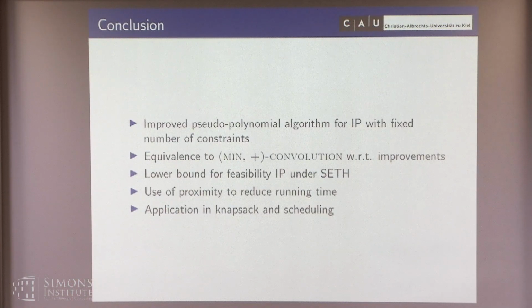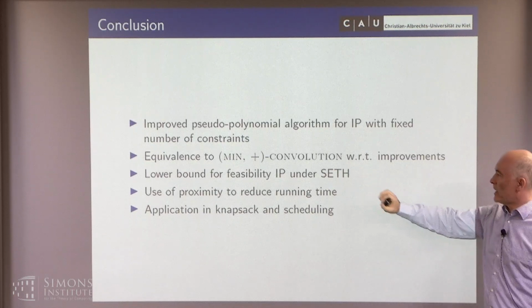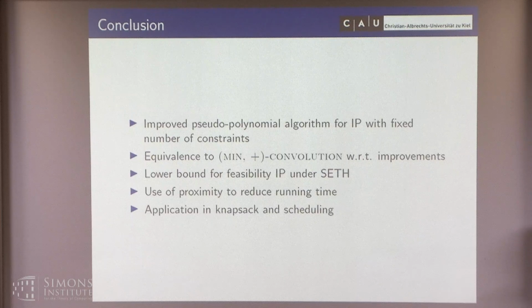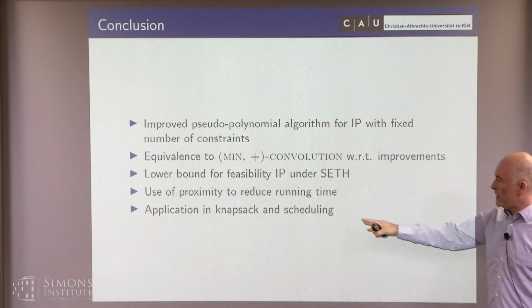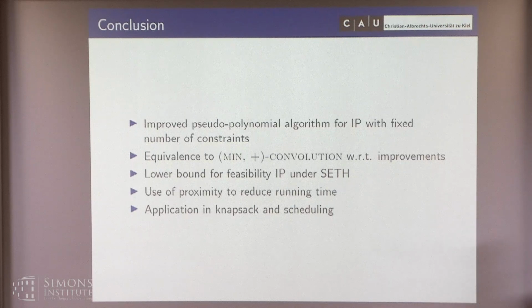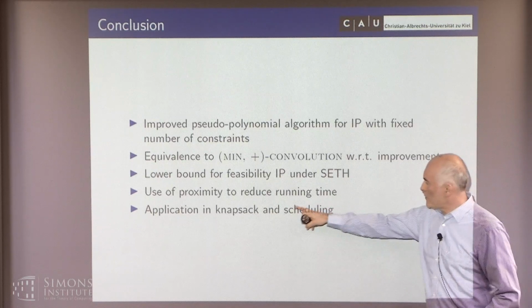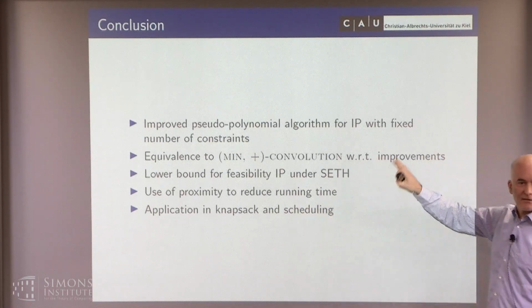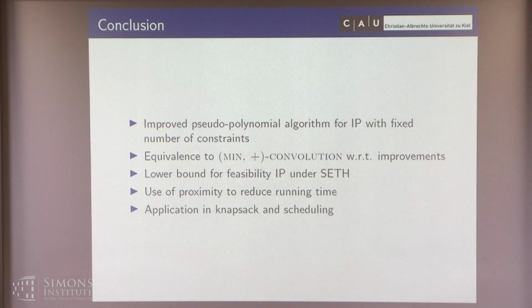Okay, that's it. So I conclude now. What we have seen is an improved pseudo-polynomial time algorithm for the number of constraints, so m goes here somehow in the exponent. We have an equivalence to the min-plus convolution problem. We have also a lower bound for the feasibility ILP under the SETH. You can also use the proximity results to reduce the running time. And we have some applications in scheduling problems and also the knapsack problem. My main area is working on scheduling problems, and I entered somehow by accident into the integer programming part.